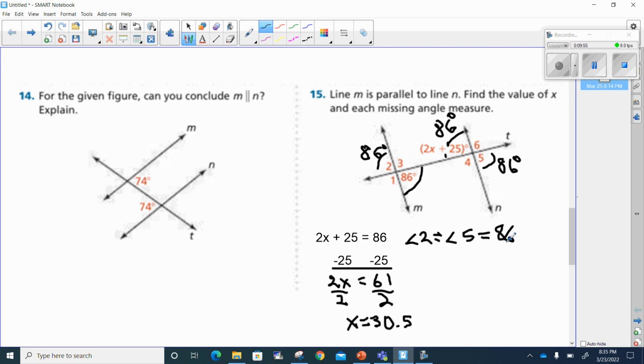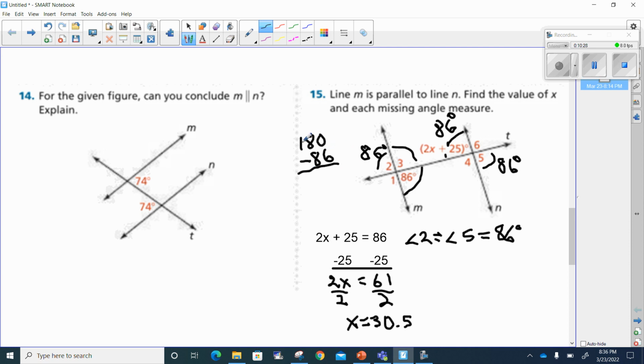Okay, and now what are the other ones to do? Well, the one thing I know is that this is a line, and if this is 86, then these two angles here and here are supplementary angles, right? Just like here and here are supplementary angles. That means that I can take those two and add up to 180. So it also means I can take 180 and minus 86 to come up with the other angle.